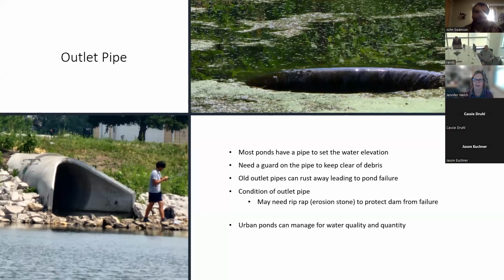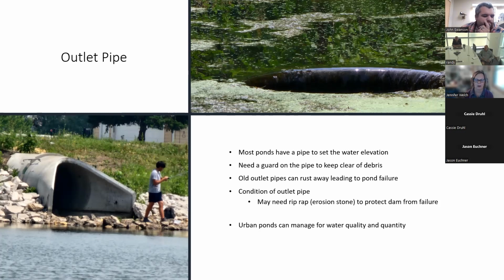And it's really important to have some kind of a guard on those to help keep that pipe clear of debris. So in that upper picture, you can see, well, it looks kind of like a black hole and we're at a funky angle, but that's an outlet pipe that doesn't have any guard on it. So anything that's floating in the water could come and go down that pipe and perhaps jam it up and then cause the water to move to the auxiliary spillway or create a flooding situation.